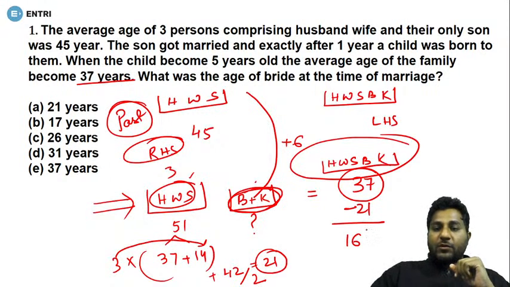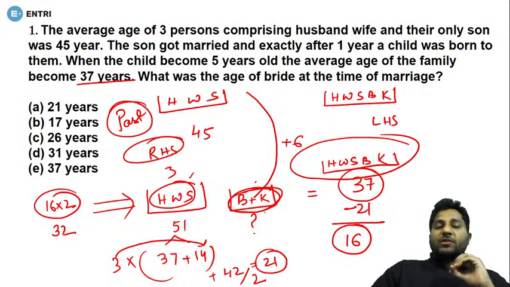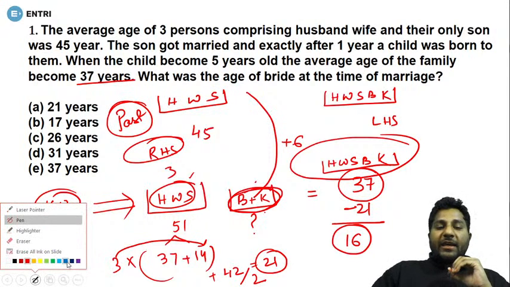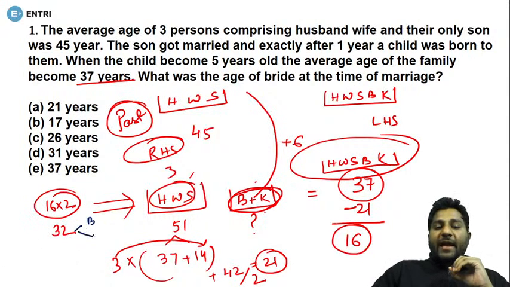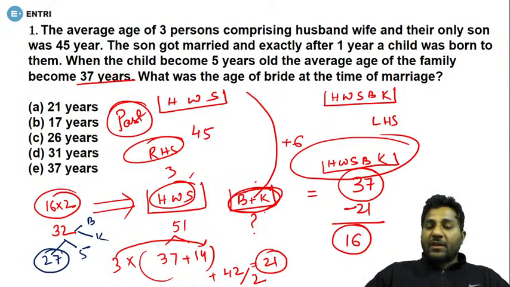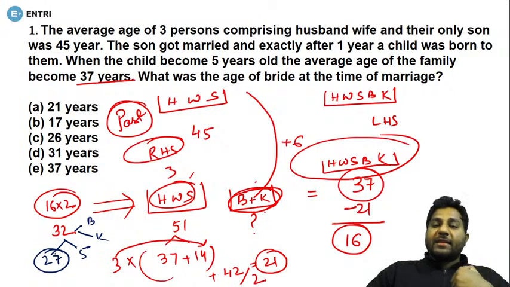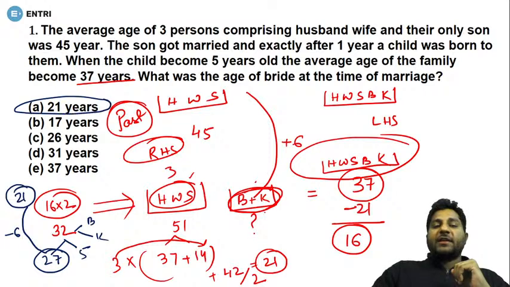That means we have been left with only 16 years, and 16 years is the average age of these two persons. So let's multiply by 2 to get the total age. So 32 years will be the age of bride and kid, in which the kid was 5 years old. That means the bride was 27 years old. But if the bride was 27 years old in the present, then at the time of the marriage, that means 6 years before, she was 21 years old. So that was the clear answer.